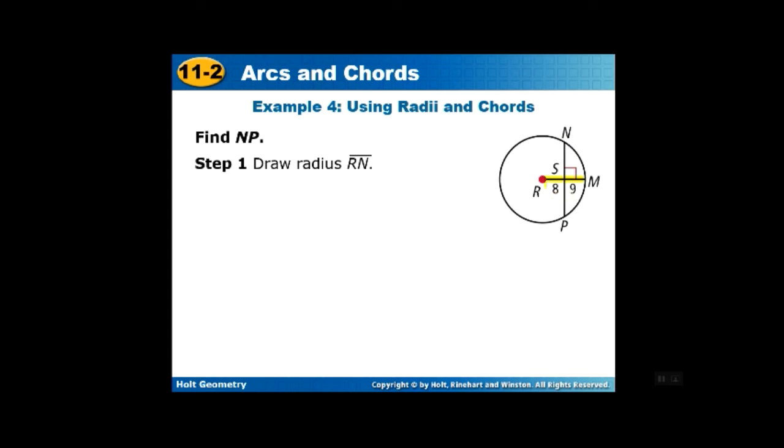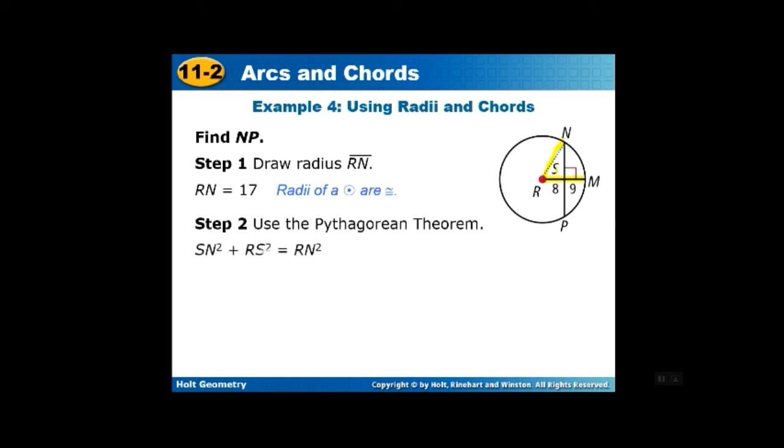Find RN. We want to find the radius. RN is equal to 17, the radius of circle R. Step number 2, use the Pythagorean theorem. Look here, 8 plus 9 is equal to 17. All the radii are equal, so it will also be 17. Now we can apply the Pythagorean theorem in this triangle to find SN, this half of the chord.